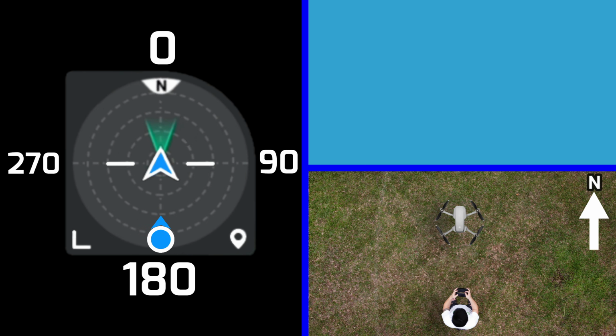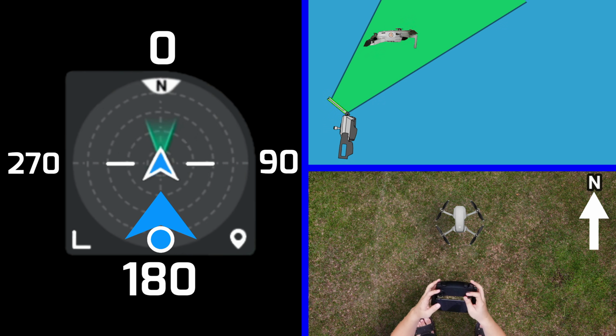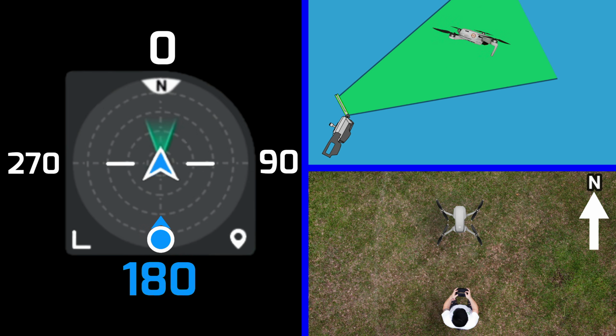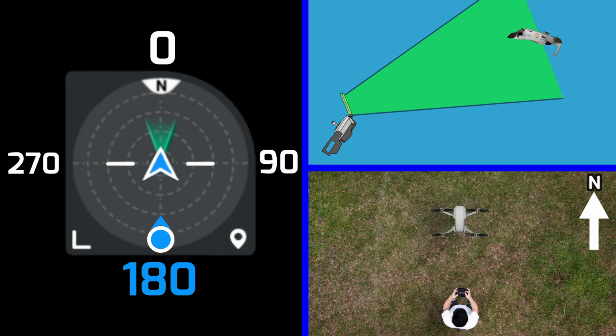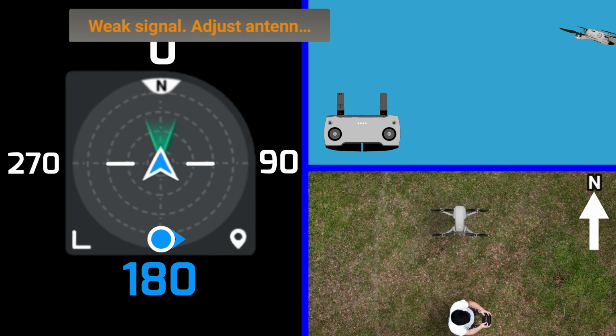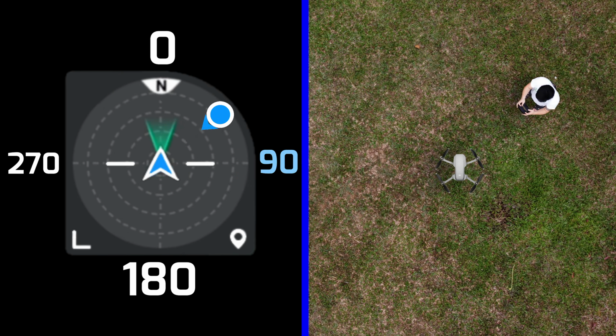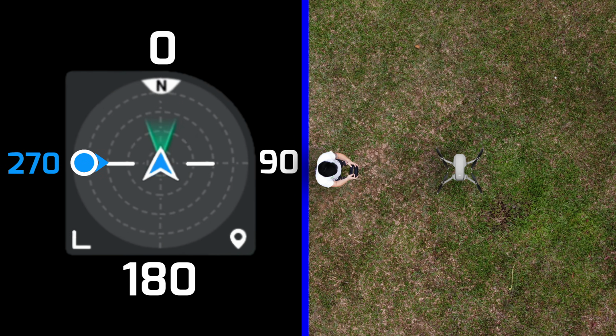It's pretty straightforward that this arrow should always be pointing in the direction of the aircraft. If the MDRC is at 180, it would be ideal that the pointing arrow looks like this, not to the left, right, or behind. If the MDRC is at 90, then the pointing arrow should look like this. 0 like this. 270 like this.